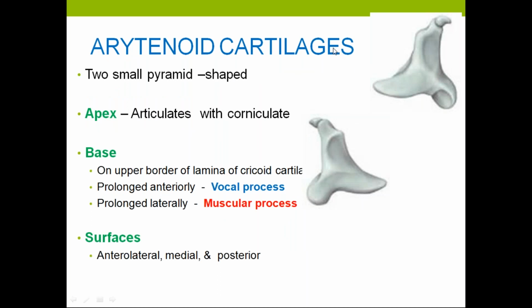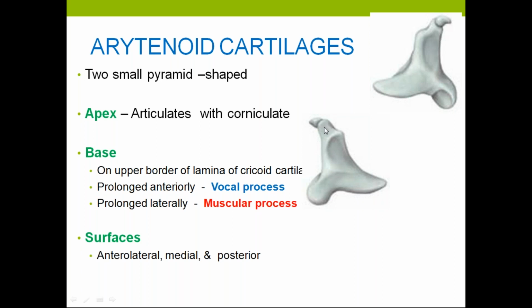Next, we'll go on to the next cartilage, that is the arytenoid cartilage. This is a very important cartilage. The arytenoid cartilage is two small pyramidal shaped cartilages. So far we have seen the unpaired cartilages, that is thyroid, cricoid and epiglottis. Now we are going to see the paired cartilages, the first one being the arytenoid cartilage.